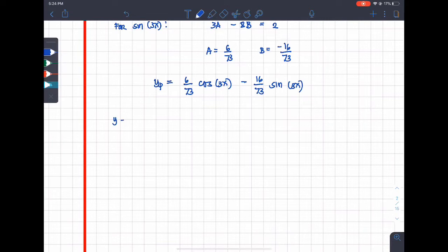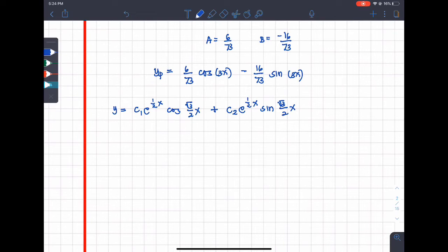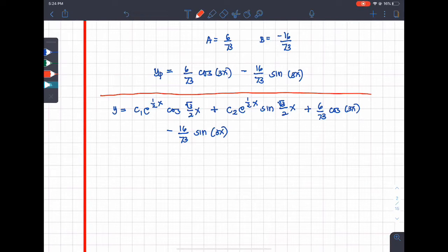So now that we have our y sub p and y sub c, we could combine them to form our general solution, which is equivalent to c1 e raised to 1 half x cosine of the square root of 3 all over 2 x, plus c2 e raised to 1 half x sine of the square root of 3 all over 2 x, and that would comprise our complementary function. Okay, so that's correct. And then we'll just add our particular solution: 6 over 73 cosine 3x, and then minus 16 over 73 sine 3x. So forming our general solution to be like this.